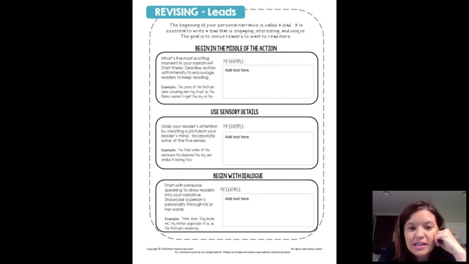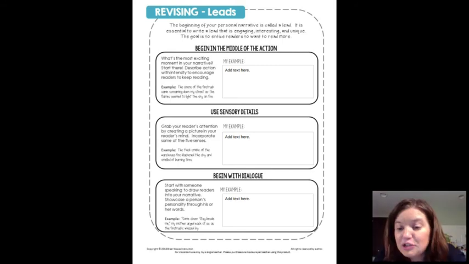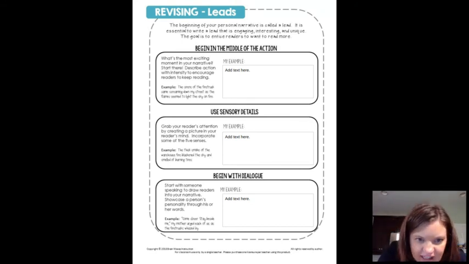Another way that you can start is sensory details. That is to grab your reader's attention by creating a picture in the reader's mind and incorporate some of the five senses. So the example of that is, the thick smoke of the warehouse fire blackened the sky and smelled of, it's really blurry when I'm trying to read it on here. So I'll read it again. The thick smoke of the warehouse fire blackened the sky and smelled of burning trees.